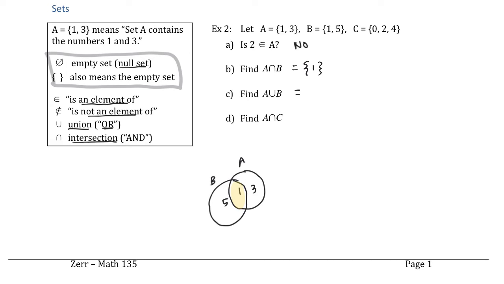Now this union, the "or," could be contained within A or B or both. The intersection has to be contained within both at the same time. The union is, there's 5, there's 1, there's 3, right? It's contained in one or the other. So that would be everything: 1, 3, and 5.